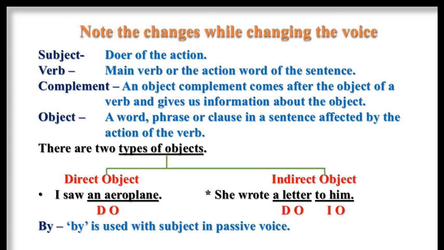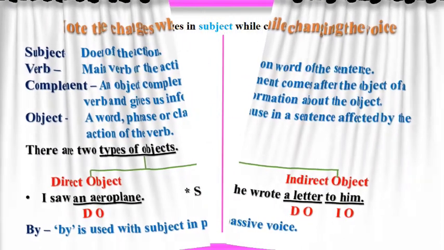There are two types of objects. First one, direct object. Second one, indirect object. See the example of direct object. I saw an aeroplane. Here, an aeroplane is the direct object. See the example of indirect object. She wrote a letter to him. Here in this sentence, a letter is the direct object and him is the indirect object. Then by. By is used with the subject in passive voice.